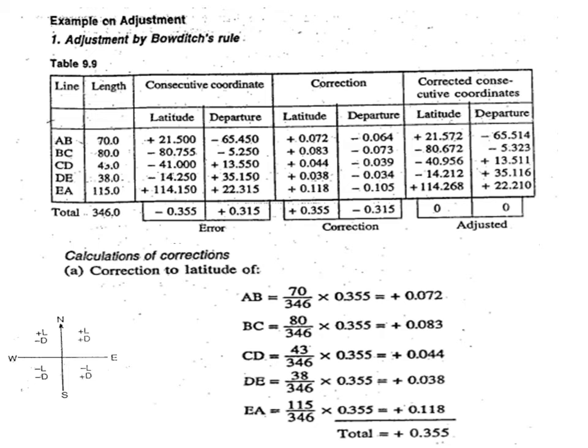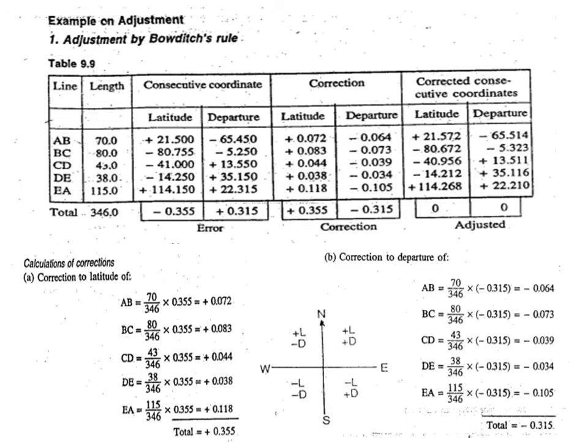Similarly, now in this slide we are going to see how to calculate the correction for the departure by making use of Bowditch rule. The formula to calculate the correction for line AB is length of line AB divided by perimeter multiplied by error in departure. So 70 divided by 346 multiplied by 0.315 equals minus 0.064, because the error is positive, therefore the correction is negative.